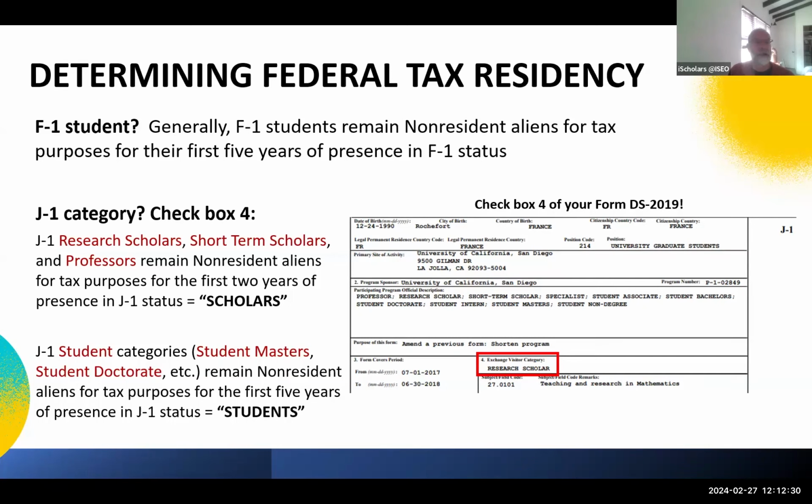Similarly, an F1 OPT student who may be employed full-time, perhaps even teaching in a faculty position, if you're still in F1 status, that's a student category. So you would still be an F1 student and not a scholar.